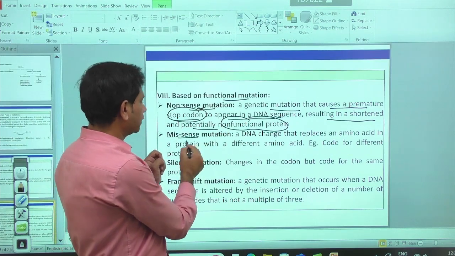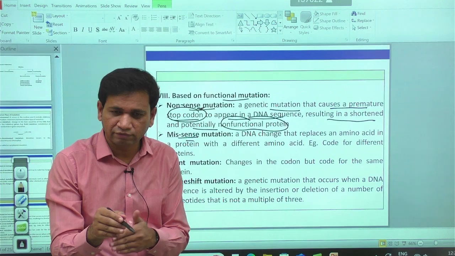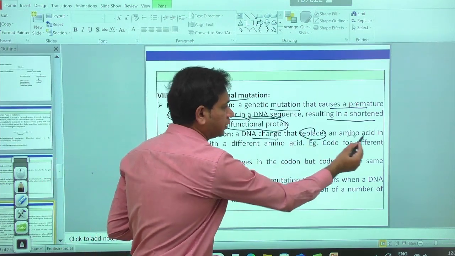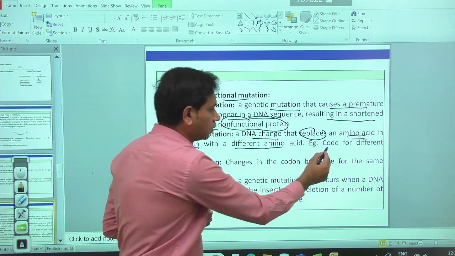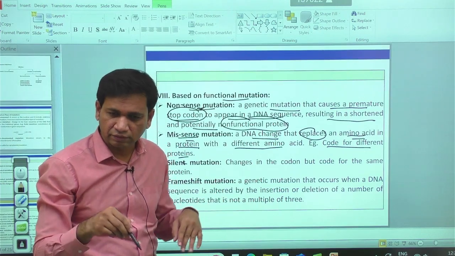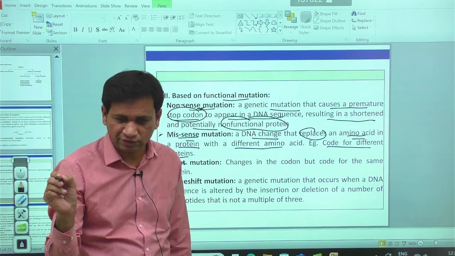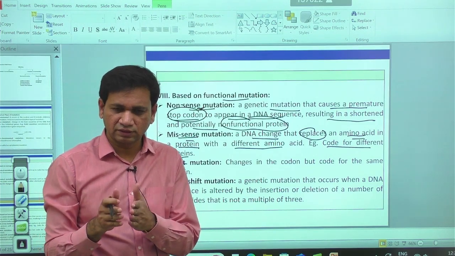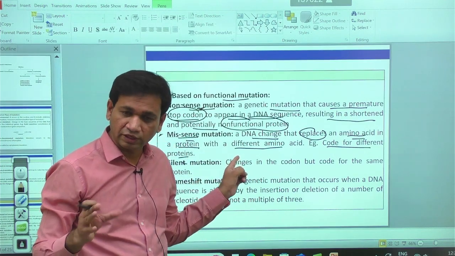Another one, the missense mutation. Missense means mistakenly coding for another amino acid. That means DNA changes that replace the amino acid in the protein with a different amino acid, that means coding for a different protein in the given genetic code. In life science we have the genetic coding system, and there you have all the coding. It is a scientific process, but sometimes a missense of the coding can be possible.